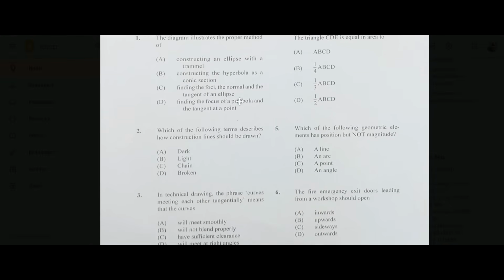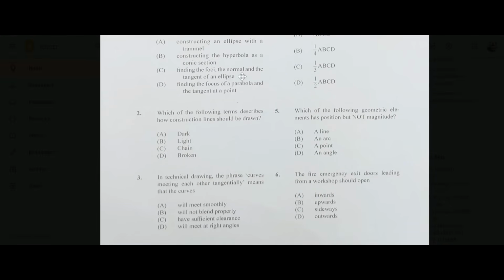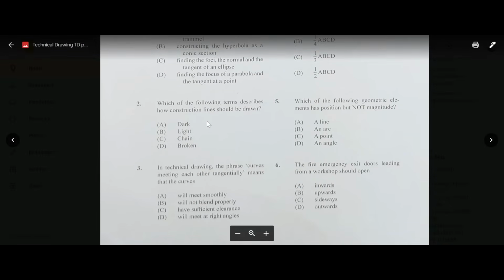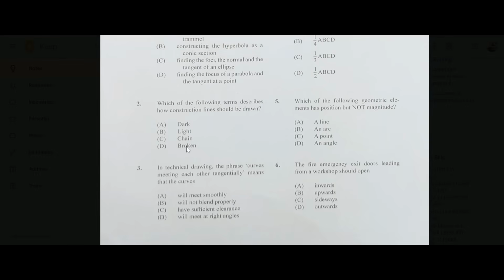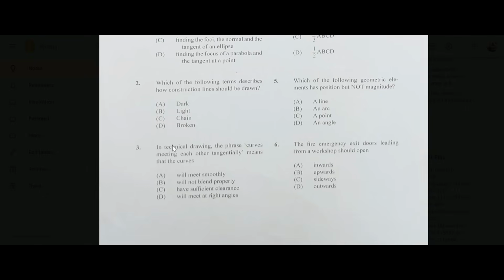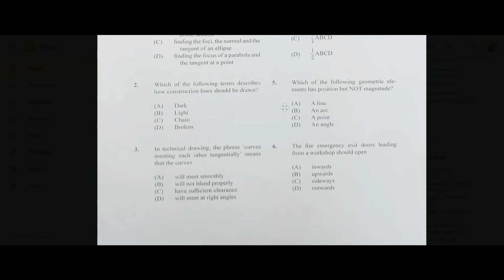Number 2, which of the following terms describes how construction lines should be drawn? Dark, light, chain, or broken? The answer is B. Construction lines should always be drawn light or using light lines. Number 3, in technical drawing, the phrase curves meeting each other tangentially means that the curves, the answer is A, the curves will meet smoothly.